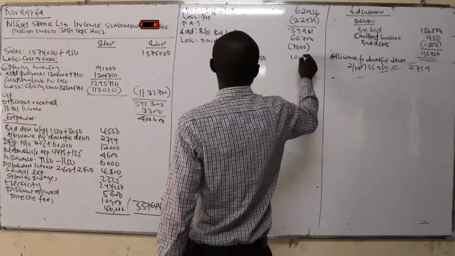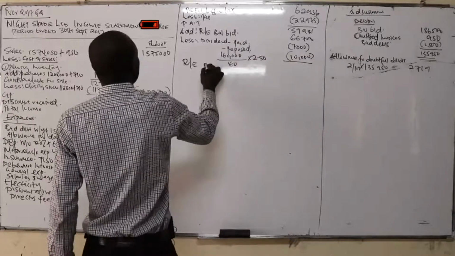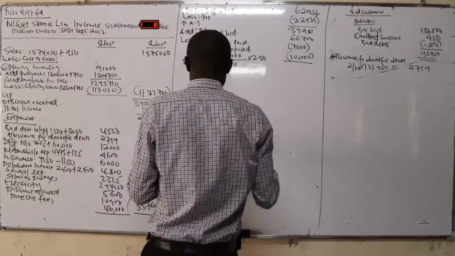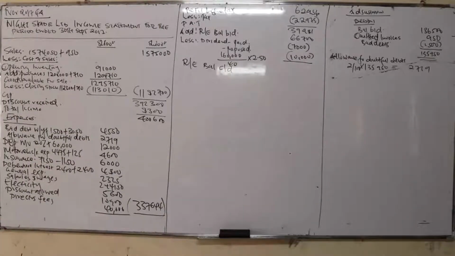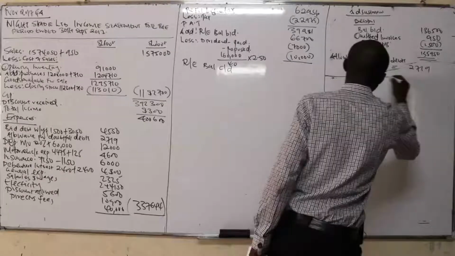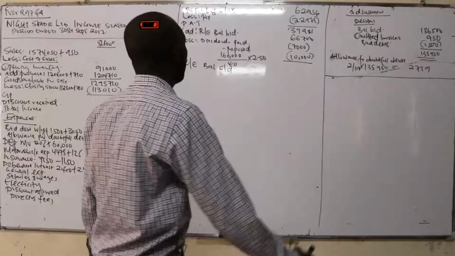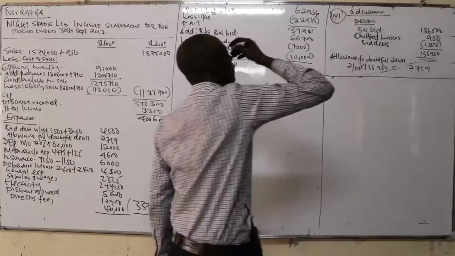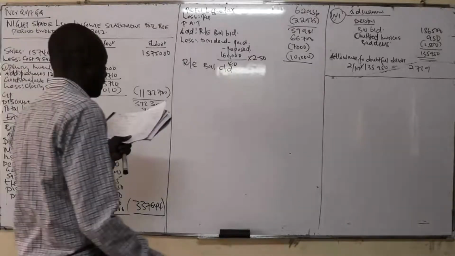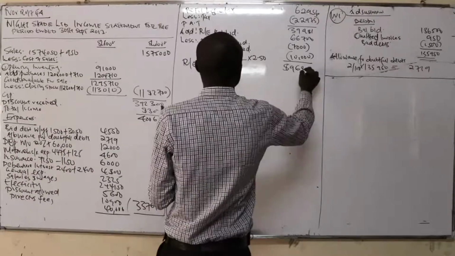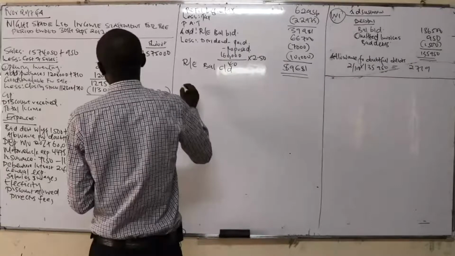So you get the retained earnings balance carried down. This figure here, what do you get? Retained earnings balance carried down. How much? $89,681.